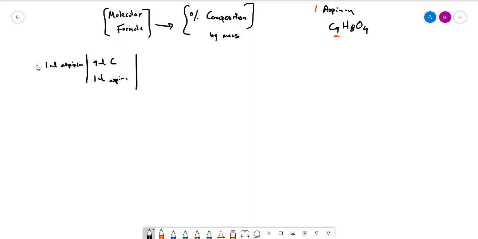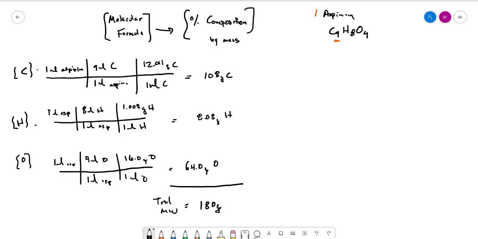And we can say that for every 1 mole of carbon, there's 12.011 grams of carbon. So we can do this quick dimensional analysis. This gives us 108 grams of carbon. We can do this for hydrogen and oxygen. I'll do that really quick. Okay, so I just knocked that out for hydrogen and oxygen the same way.